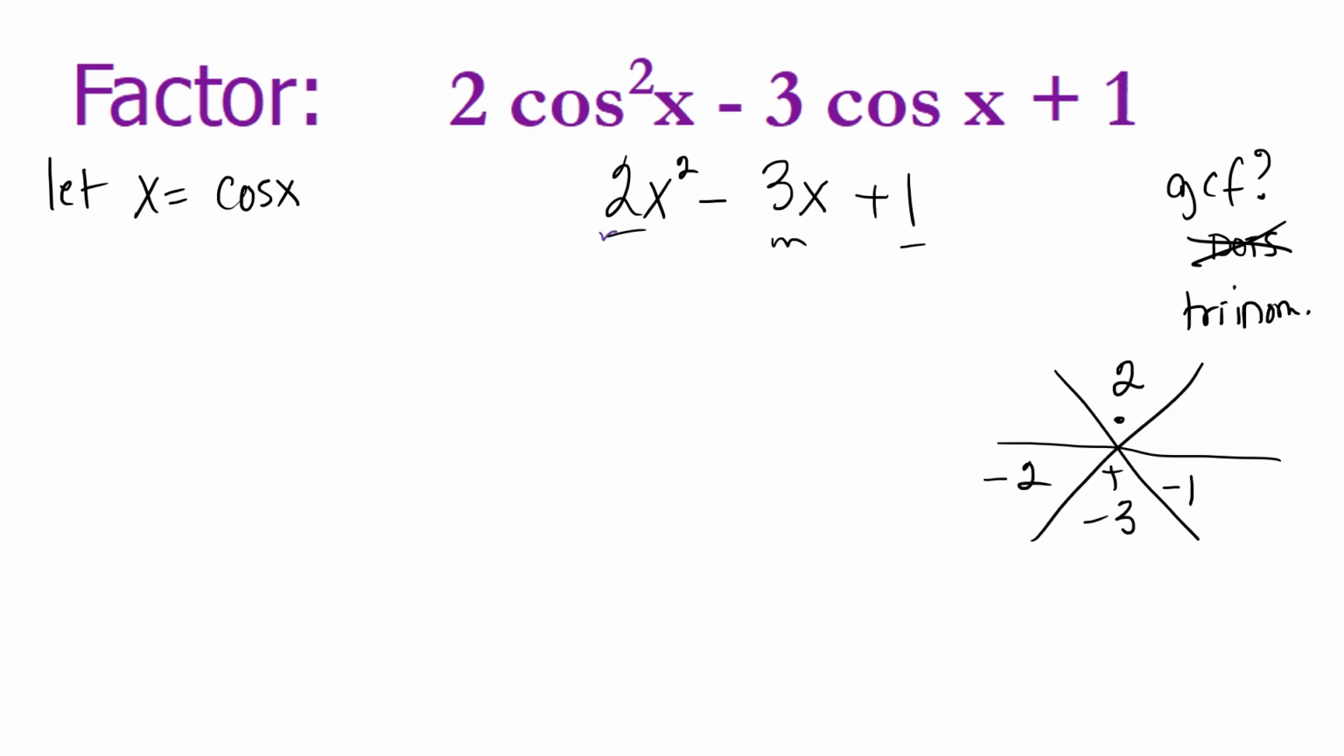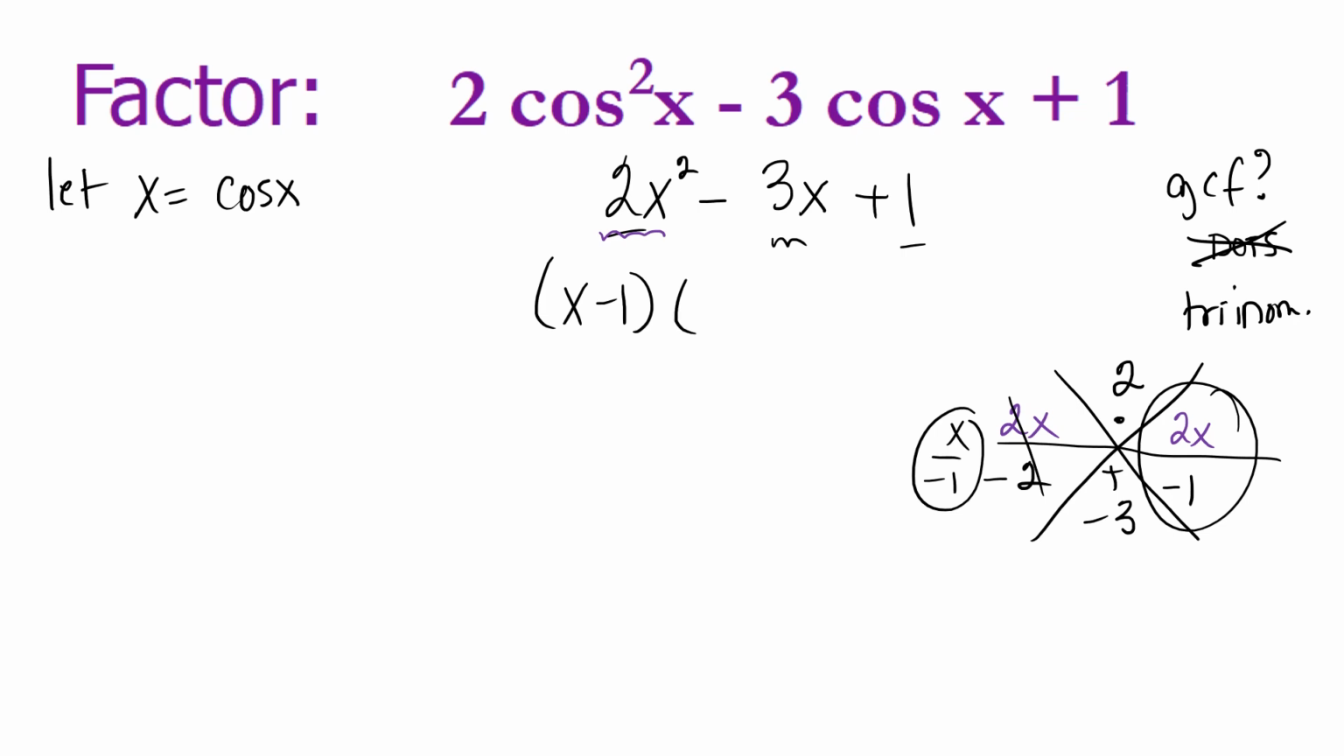Now I'm going to take that first term, 2x, put it over top, and see if it reduces to get my factors. 2x over negative 2 reduces to x over negative 1, so that's a factor. 2x over negative 1 does not reduce. So 2x squared minus 3x plus 1 factors to be x minus 1 multiplied by 2x minus 1.